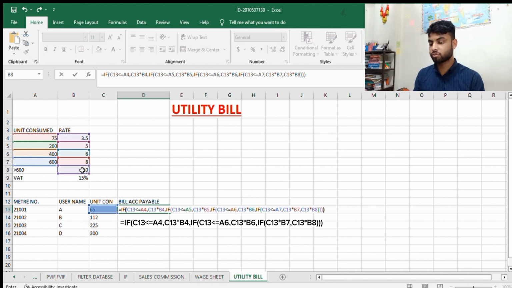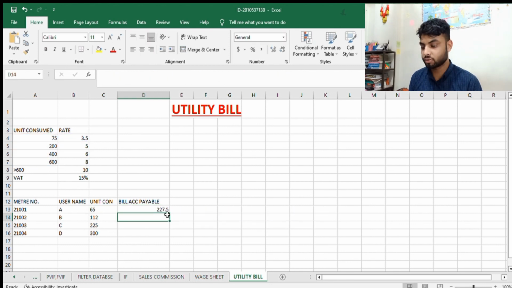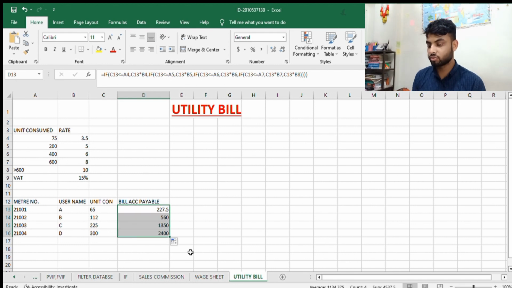So the first individual person's bill is 227.5. So here are the total bills of the individual persons. So this is the simple way to calculate a utility bill.